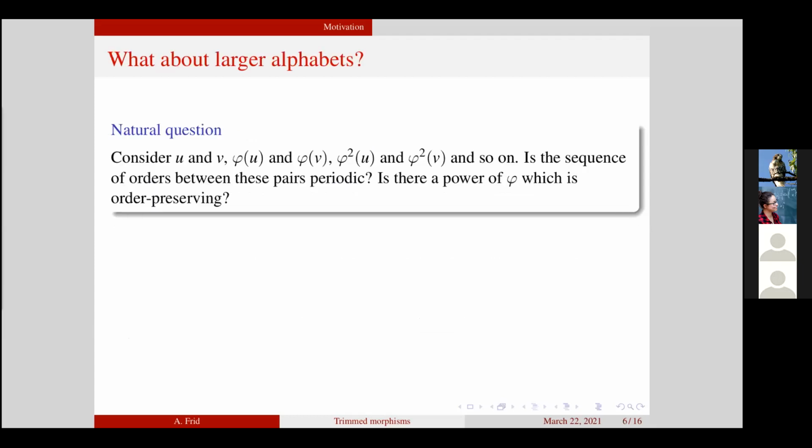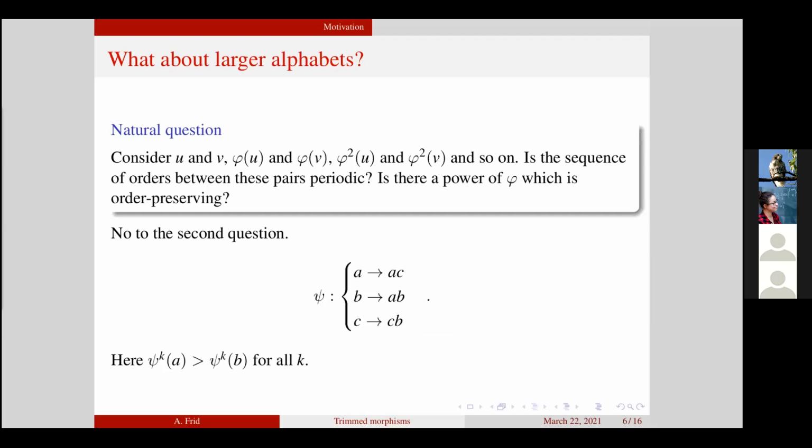Of course, it is easy to construct a morphism which is not order preserving nor order reversing, but can we say something about its powers, for example? Is there a power which is order preserving? It would have been nice if yes, but unfortunately the answer is negative.